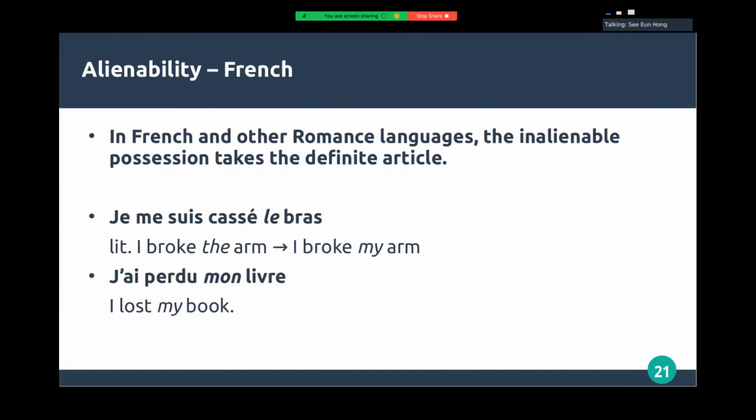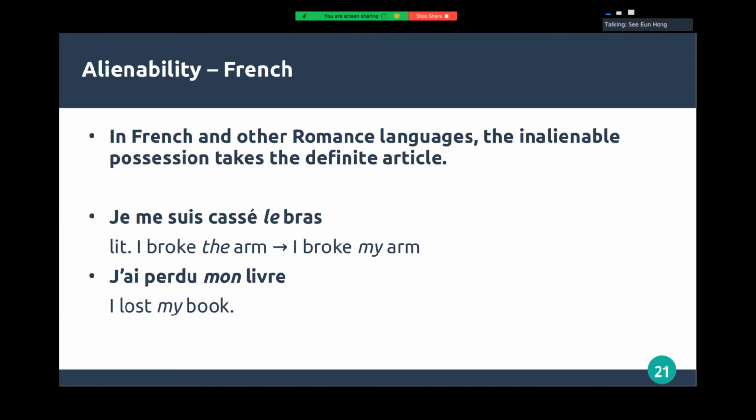And inalienability is actually marked in some Romance languages as well. So in French, or in other Romance languages like Italian or Spanish, the inalienable possession doesn't take the possessive pronoun, but it takes the definite article. So whereas in English you would say, I broke my arm with the possessive pronoun my, in French you wouldn't say je me suis cassé mon bras, but you say je me suis cassé le bras. I broke the arm, because the possession of the arm that I just broke is inalienable.